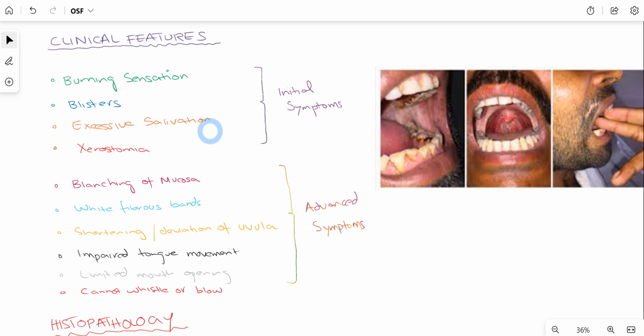Secondly, excessive salivation. Now, the reason for excessive salivation is that the areca nut, which is consumed mostly and eventually leads to OSF, irritates the entire oral cavity, which leads to excessive salivation just to combat the excessive inflammation that is occurring in the mouth. Next, xerostomia. Xerostomia is also a common feature in patients who are suffering from oral submucous fibrosis.